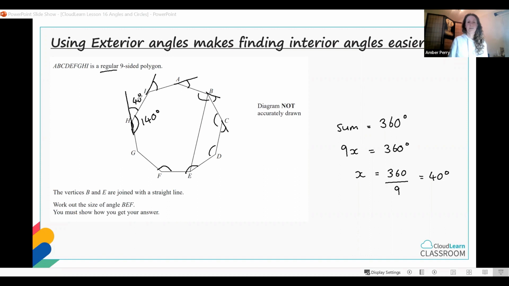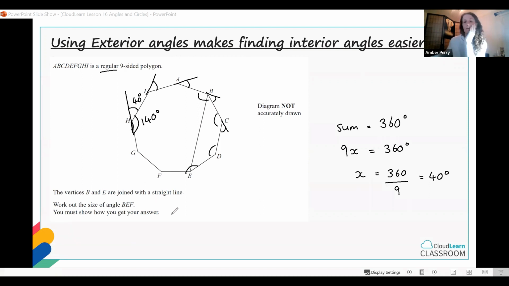So 360 divided by 9 is 40. And then I know that these two are on a straight line, so they have to add up to 180. So I know if this is 40, this has to be 140 and so on. Okay, so that's an easier method and it always works for your regular polygons. It's just a quicker method of doing that.